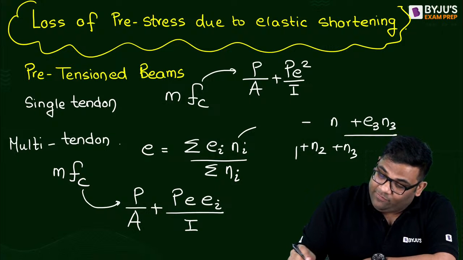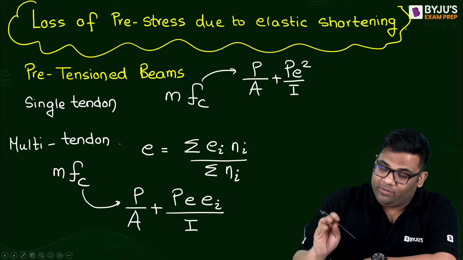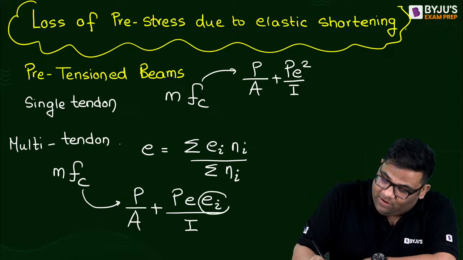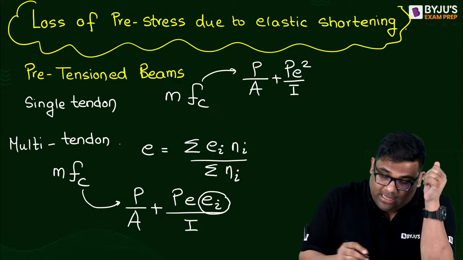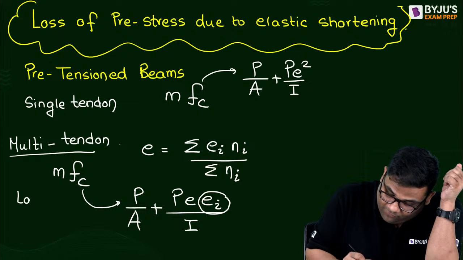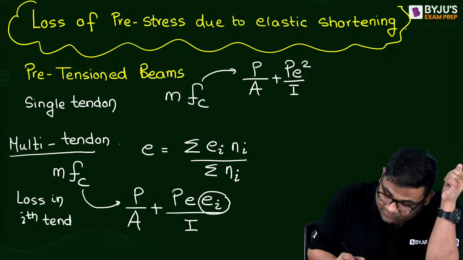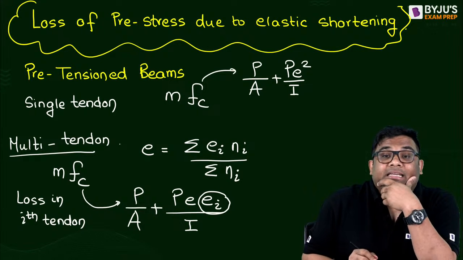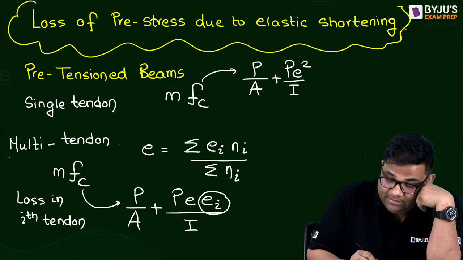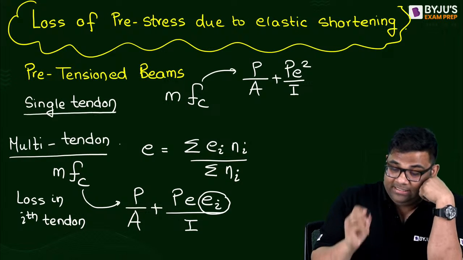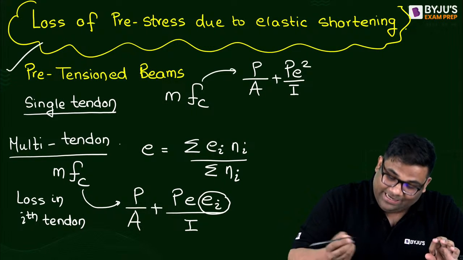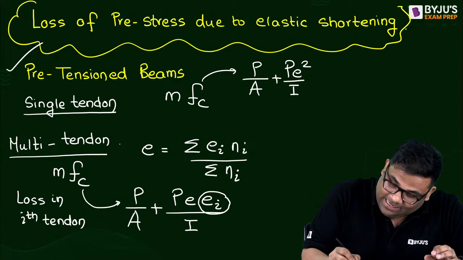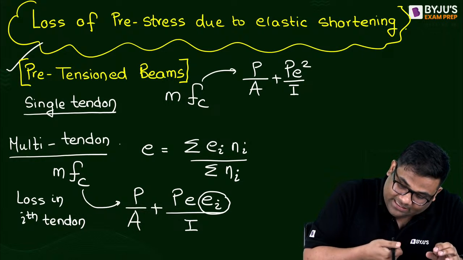And whichever tendon you are finding the loss for, you will use that eccentricity here. If I am finding it in the first tendon, then E1. If in the second tendon, then E2. I can say in multi-tendon, this is the formula for loss in the ith tendon. Understood? So today we only discussed single tendon and multi-tendon for your pre-tensioned beams.